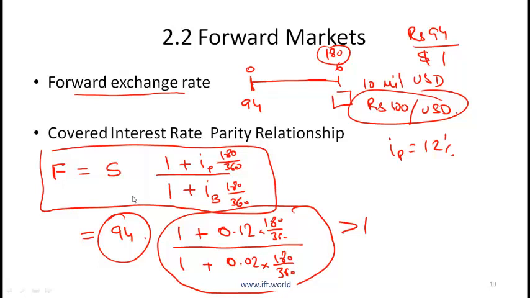If you really want to get into the intuition, do the following. Actually, the point here is that this is the relationship that ensures no arbitrage. If you use any other forward rate, then there is an arbitrage opportunity, and you can play with some numbers and convince yourself of that. But for now, just remember this relationship. We will use the covered interest rate parity relationship to do example 2.